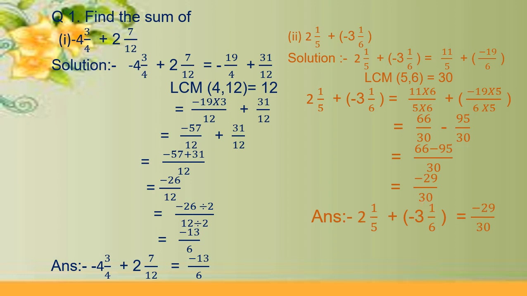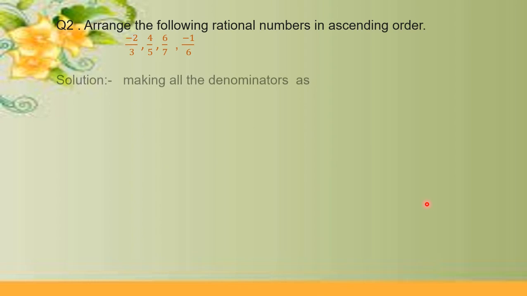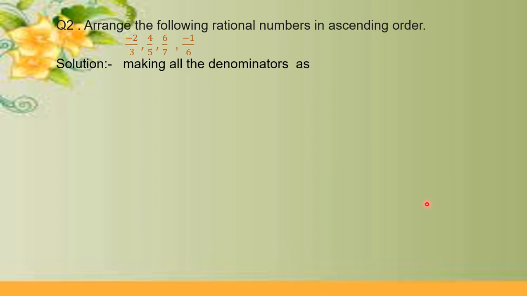Now let's take more. Arrange the following rational numbers in ascending order. Now remember one thing: whenever we have to compare rational numbers, we always have to make the denominators equal for comparing two rational numbers or arranging them in ascending order. So for all we have to make the denominators equal.